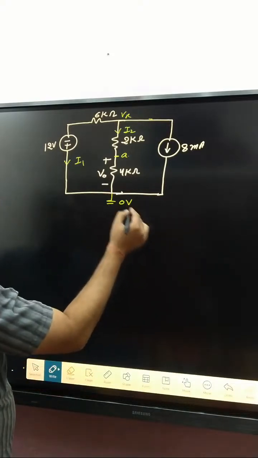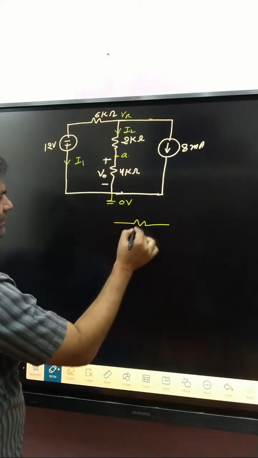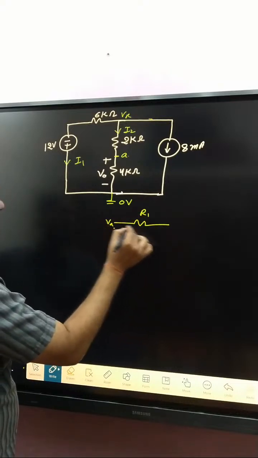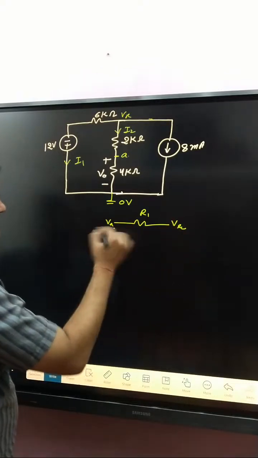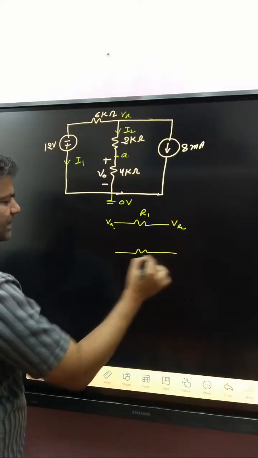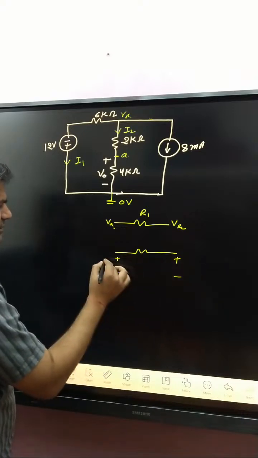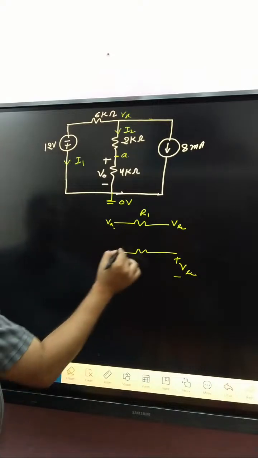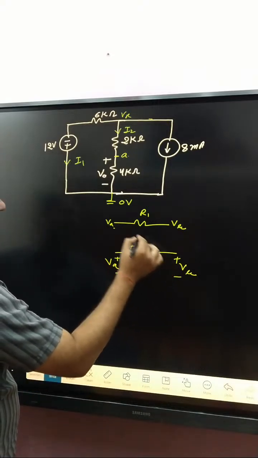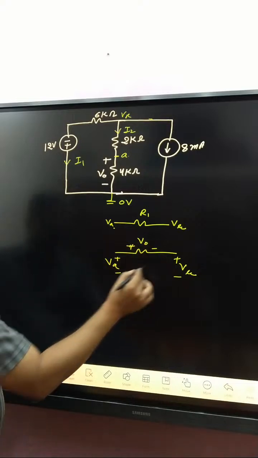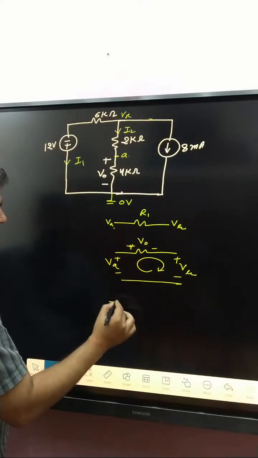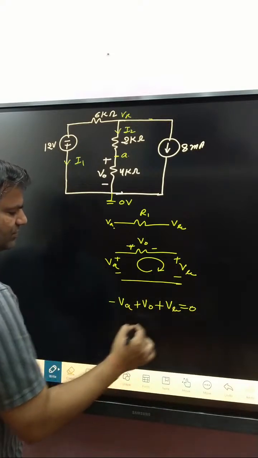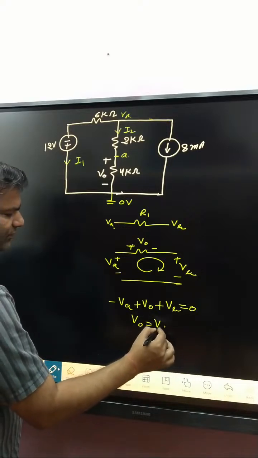If any doubt, you can draw here that is R1, and here VA and here VB, in a generalized way. Plus minus, here plus minus, VA and here VB, and that one is given simply as V naught. Applying KVL in this loop, we get minus VA plus V naught plus VB is equal to 0. So V naught is written as VA minus VB.